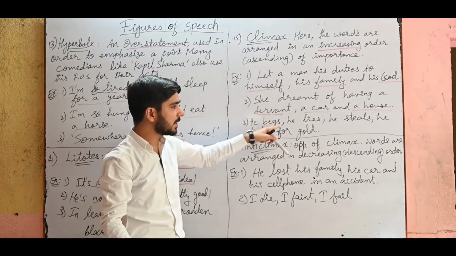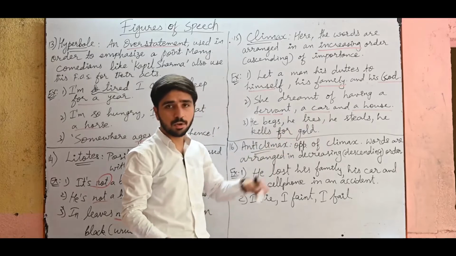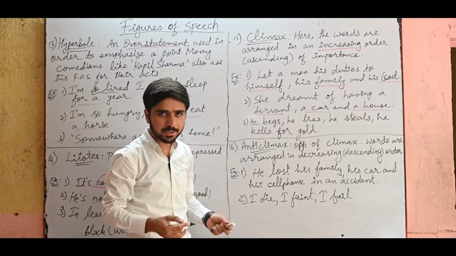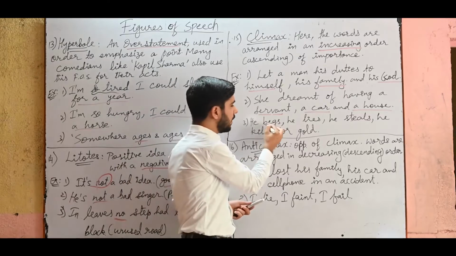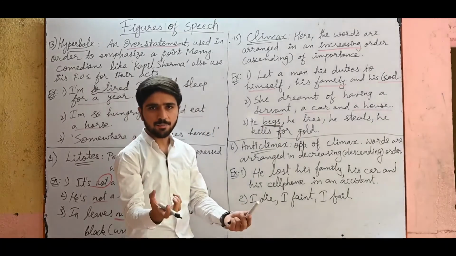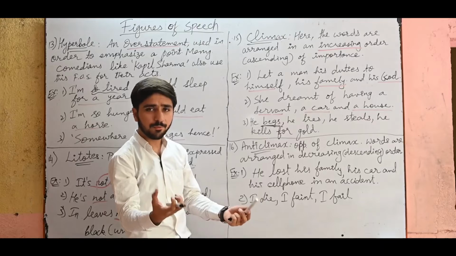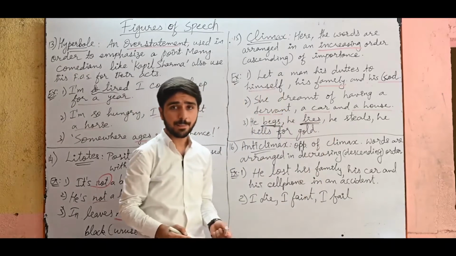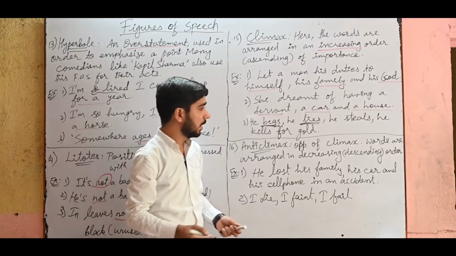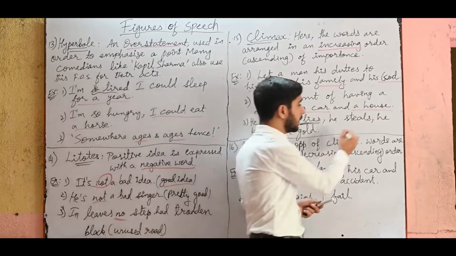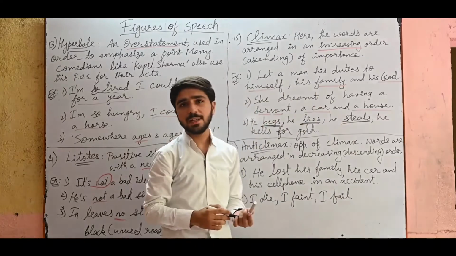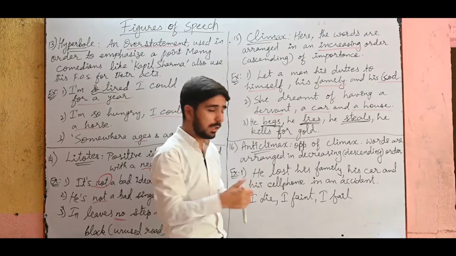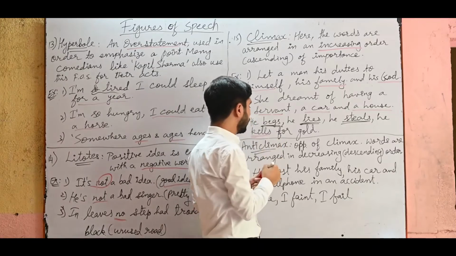Next, he begs, he lies, he steals, he kills for the gold. So the person, like we can take an example of a poor person, the needy person, he has no other choice. So first he will beg. He begs from the people, please give me some money or some food. Then if he doesn't get it, he will lie. He will start lying to others. Then still he fails, he will start stealing. Whatever he gets from whomever, he will steal. But still if he fails, then he will finally kill for the gold.